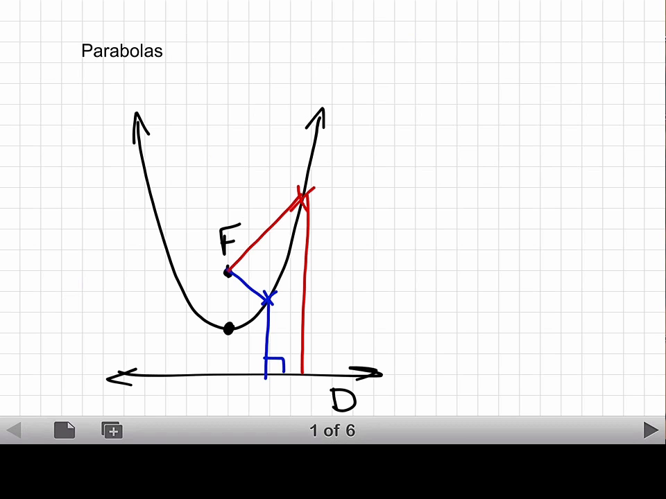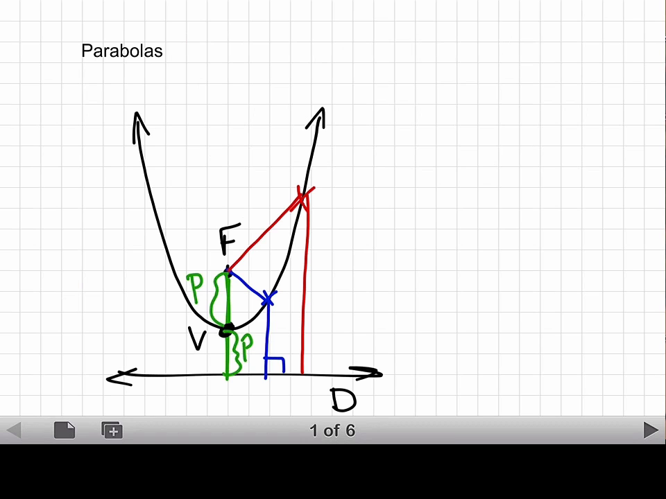Since any point has the same distance from the focus as it does the directrix, it stands to reason that the vertex is the point that's halfway between those two. And the distance in green that we have here between the focus and the vertex is denoted P in most textbooks. Sometimes it's A, but we're going to use P. And this distance here from the vertex to the directrix is also going to be P.